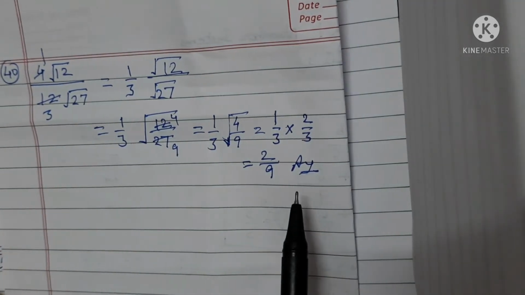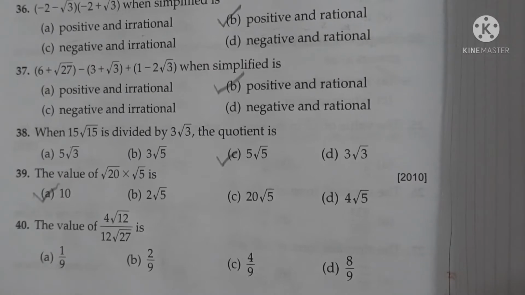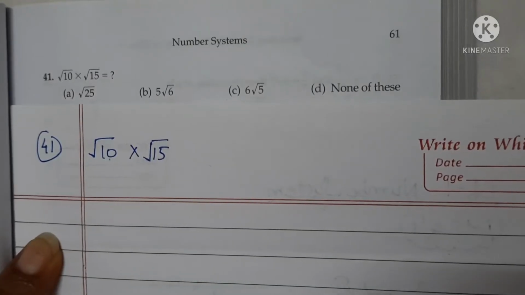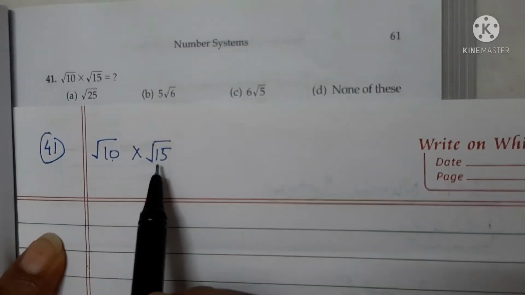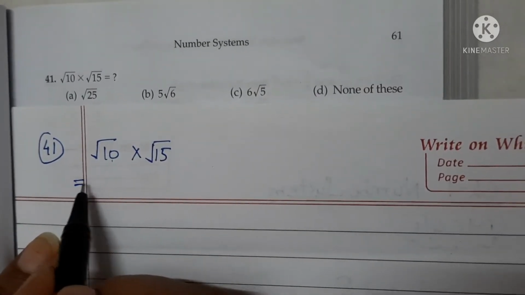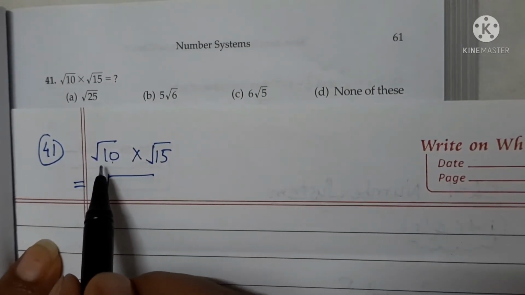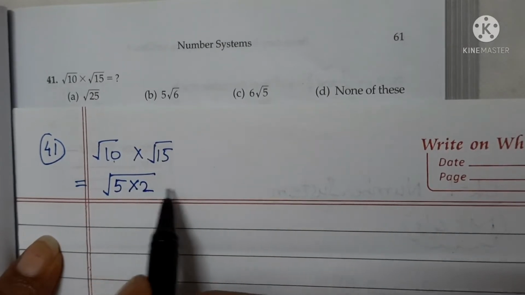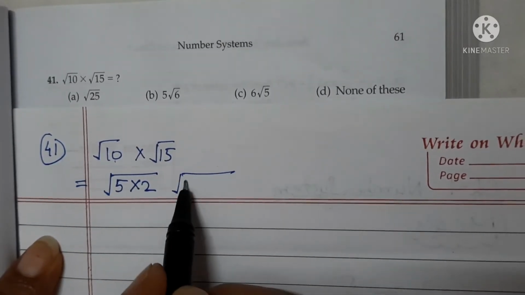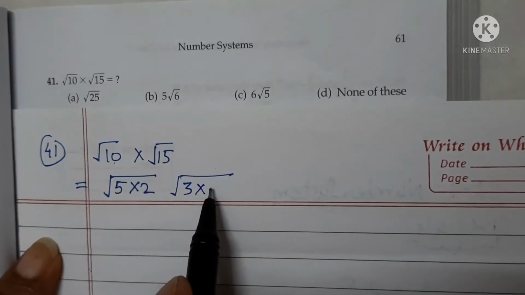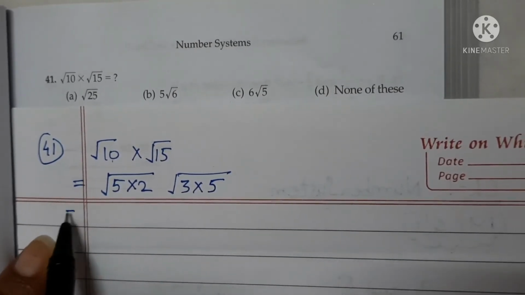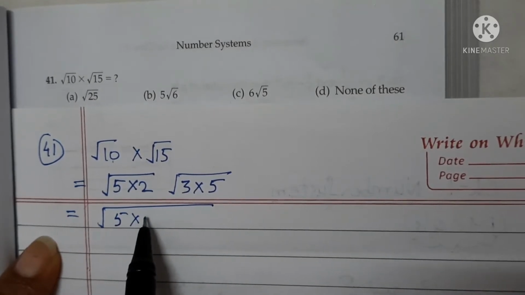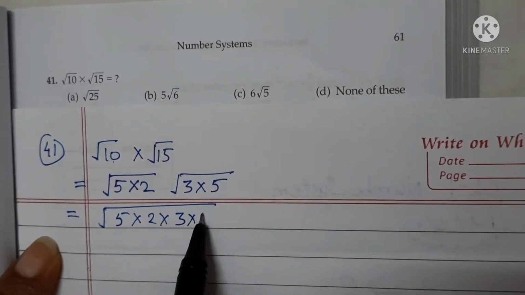So our option B is correct. Next, question number 41. Under root 10, under root 15. You can write under root 10 as under root 5 into 2, and here you can write 3 5s are 15, 3 into 5. You can write it like this: 5 into 2 into 3 into 5.